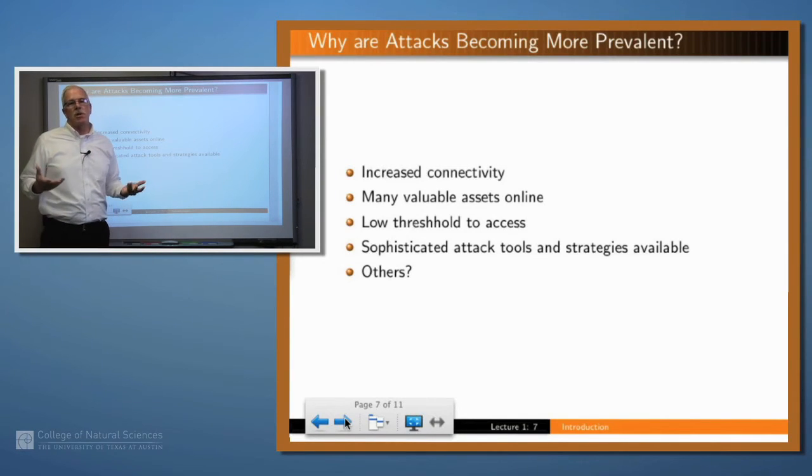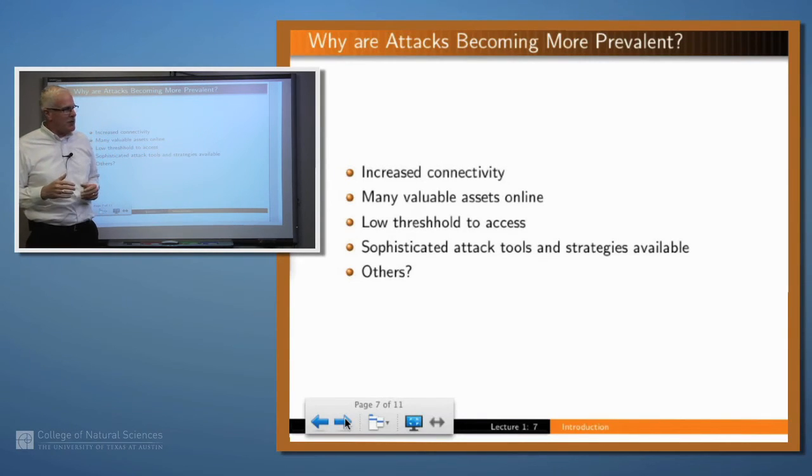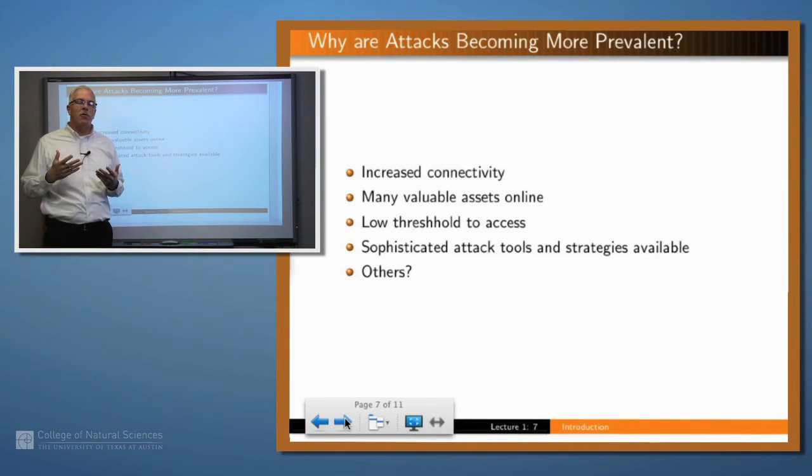Low threshold to access, what does that mean? Well, it means that almost anybody can get online these days. You don't have to be a computer scientist or an academic researcher. And so that means that there's a large pool of people out there who may have malicious intent. And finally, sophisticated attack tools are available.